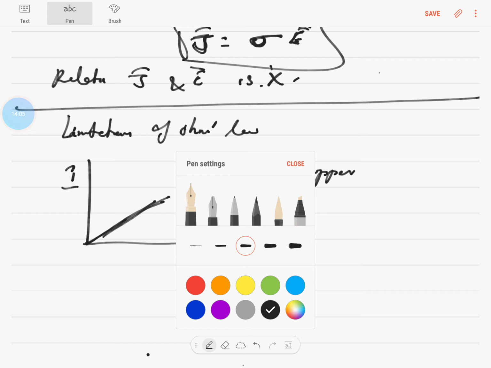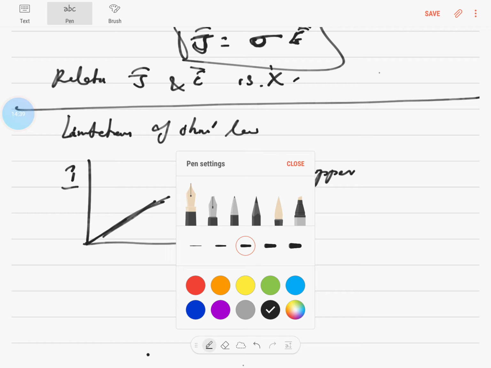It will become non-linear. So that is a limitation of Ohm's law. It's not obeying Ohm's law, because as per Ohm's law, it has to be a straight line. Beyond a particular value of current, it is not obeying Ohm's law. It is turning from linear to non-linear. That is the first graph of limitations of Ohm's law.